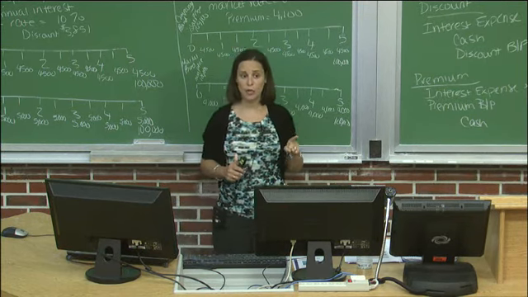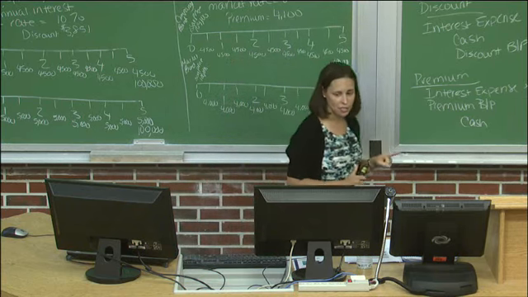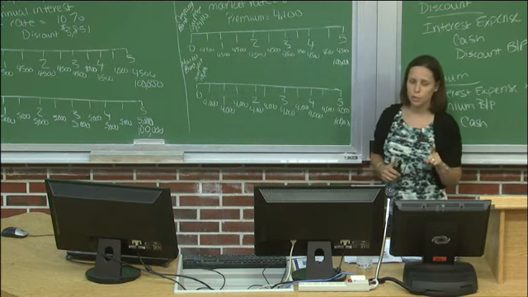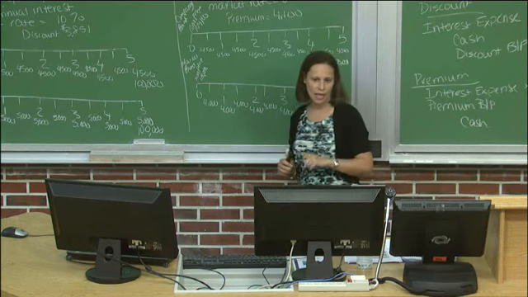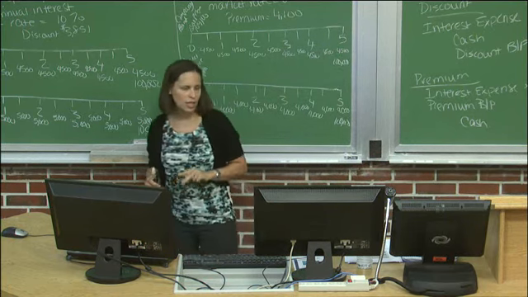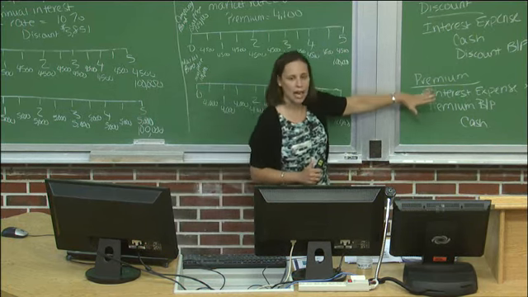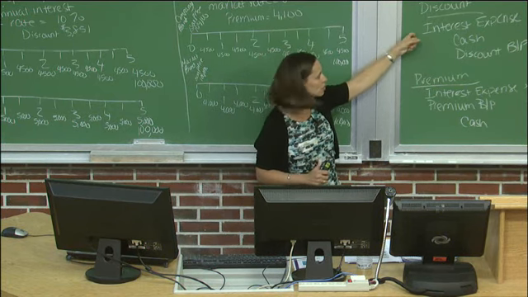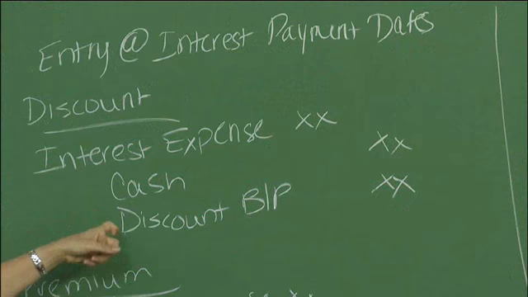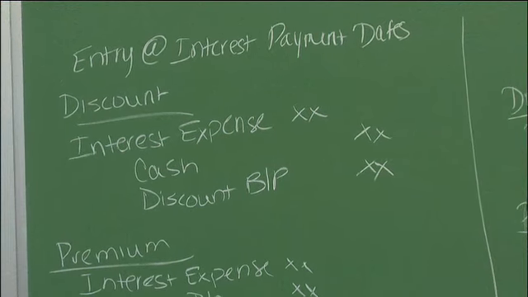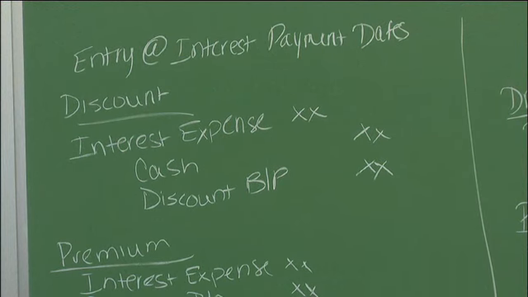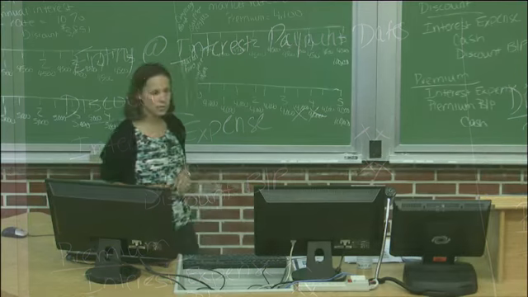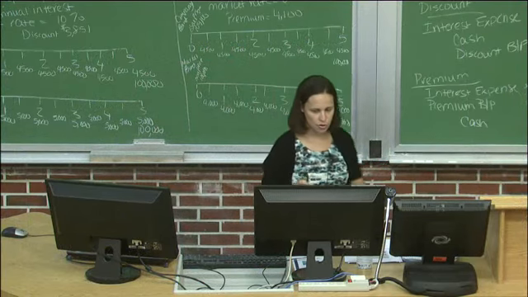Okay, the key to understanding this is two things. First, knowing under this method, under effective interest, the two things that you compute are interest expense and the cash paid for interest. And two, understanding how this journal entry works. Because once you calculate interest expense and cash, discount or premium becomes your plug number. Any questions? Okay, let's go through an example.